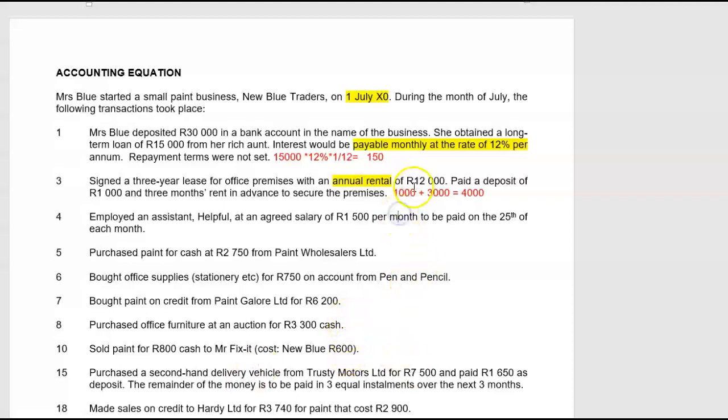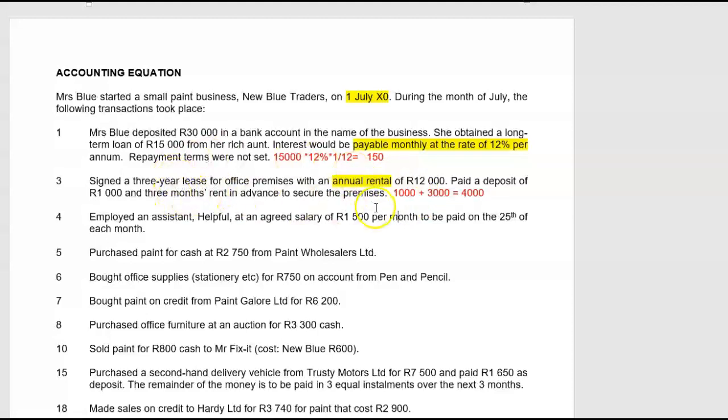So that 1,000 Rand can never ever be an expense because she has the right on future economic benefits that will flow to her. So it's an economic resource that she's going to receive future economic benefits out of. And she has a right on that 1,000 Rand to receive it back in the future. So that is an asset. That deposit is an asset.